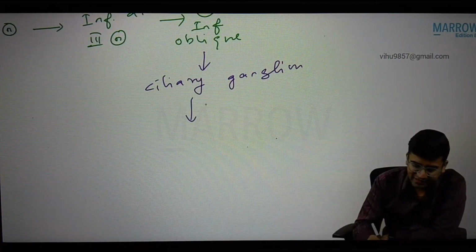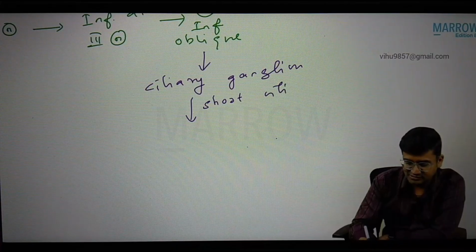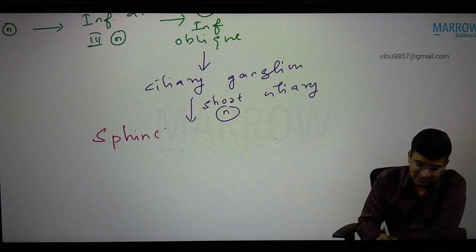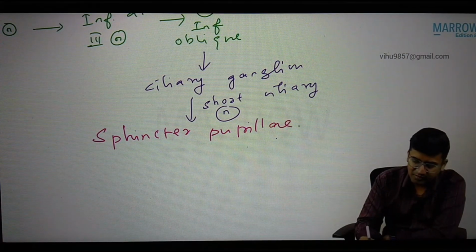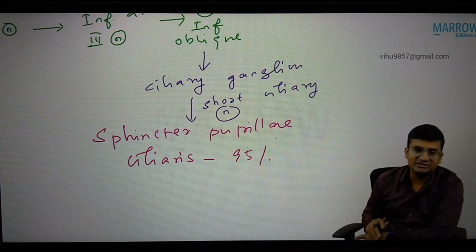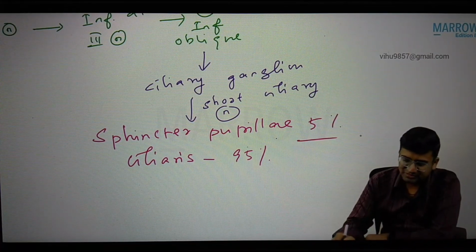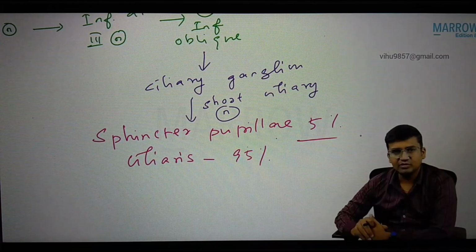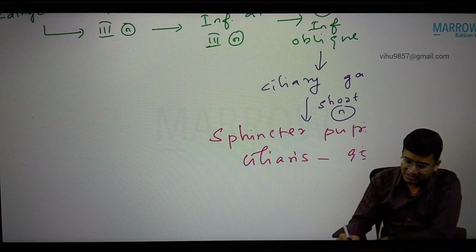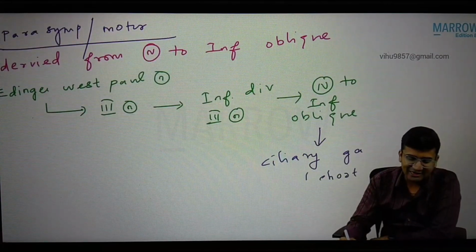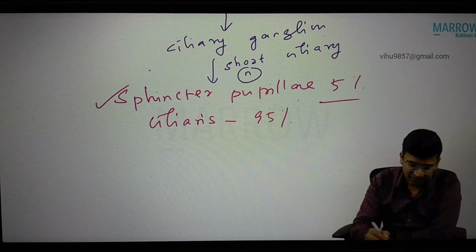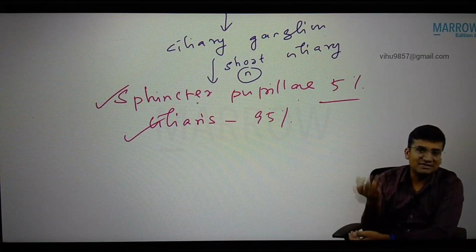Now from the ciliary ganglion, via the short ciliary nerve, fibers supply 2 muscles, sphincter pupillae muscle and ciliaris muscle. Please remember, 95% of fibers supply the ciliaris muscle and 5% supply the sphincter pupillae muscle. This is the parasympathetic pathway, or motor root, for the ciliary ganglion. It supplies the sphincter pupillae and ciliaris muscles, via the third nerve.